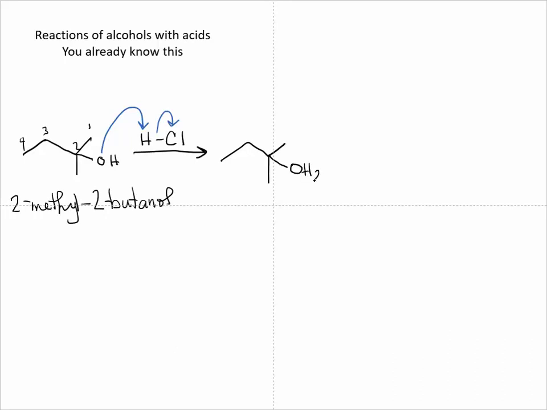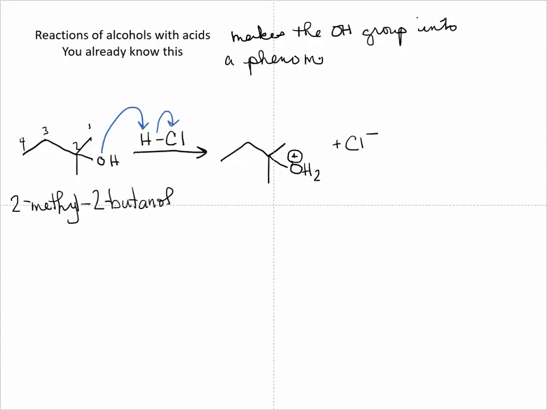The products of the reaction look like this. And the whole point of this, when alcohols react with acids, is that it makes the alcohol group, or the hydroxide group, into a phenomenal leaving group. Water. So now, what's going to happen here? We have a fantastic leaving group, and it just so happens to be tertiary. Tertiary groups cannot undergo the SN2 reaction. They can only undergo the SN1 reaction. So this leaving group is simply going to leave.